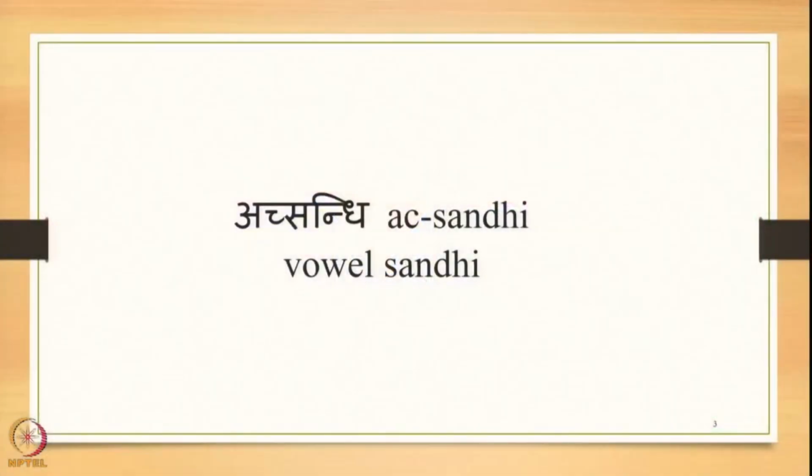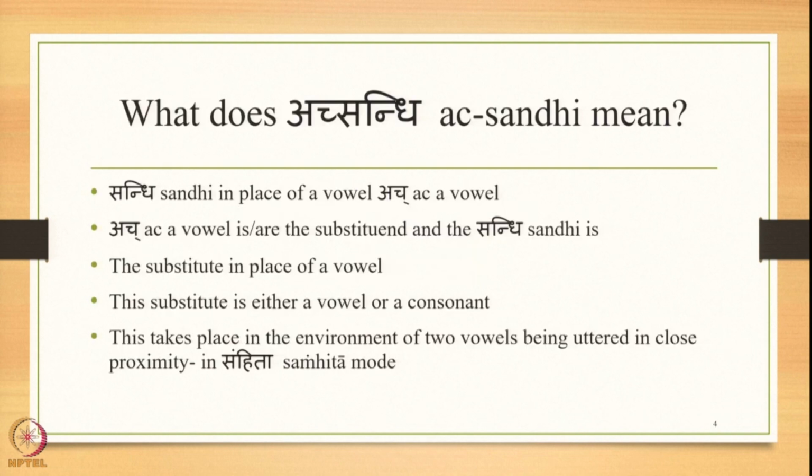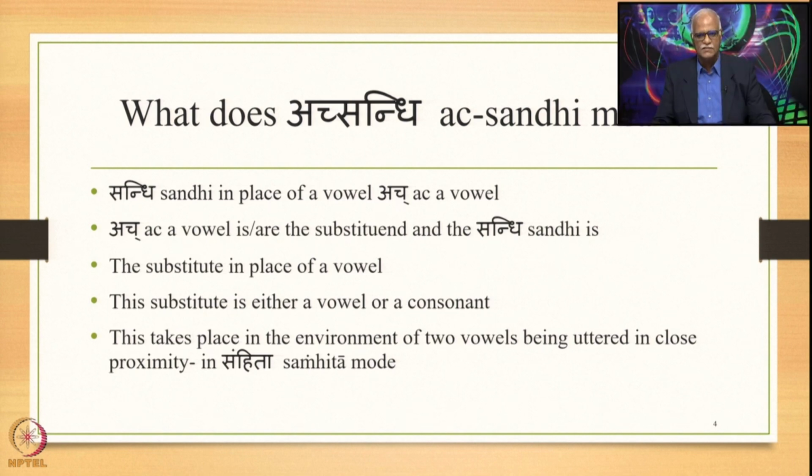We also saw that in the traditional system of Paninian grammar, the sandhis are dealt with under 5 categories. Ach sandhi or vowel sandhi being the first one, and we shall be dealing with ach sandhi in this particular lecture. Ach sandhi is vowel sandhi. What does it actually mean? What does ach sandhi mean? Ach sandhi means that this is a sandhi in place of a vowel, ach.